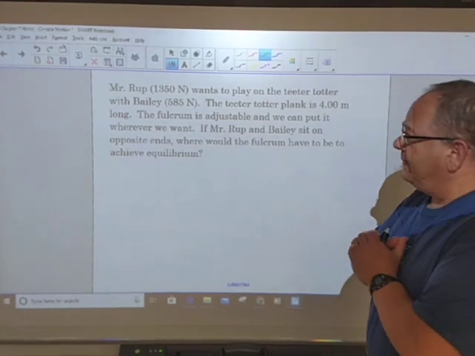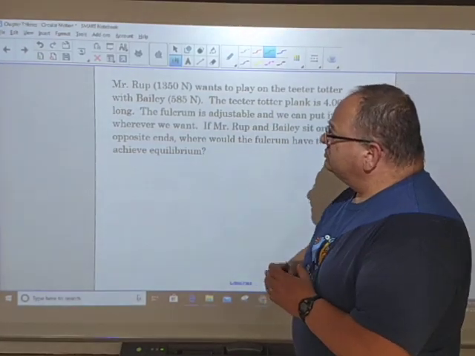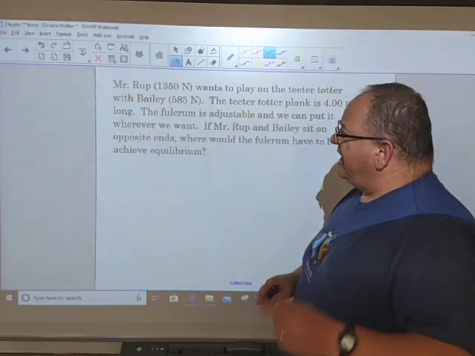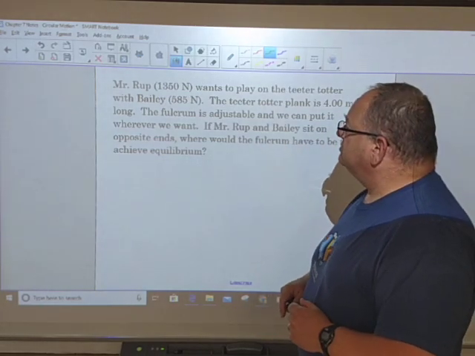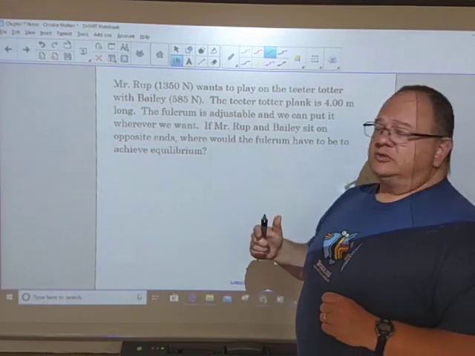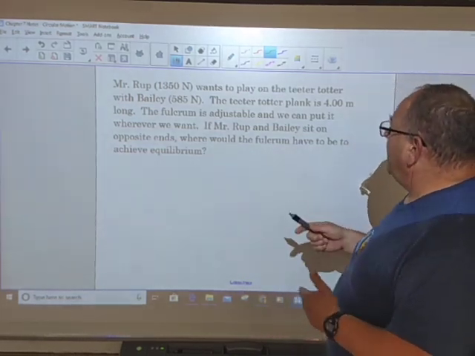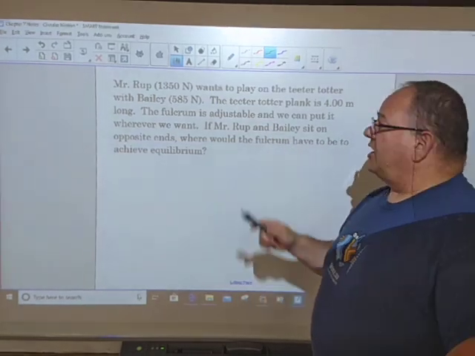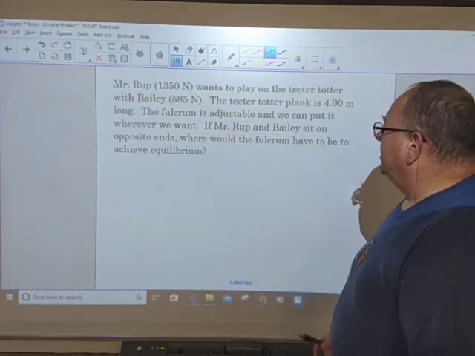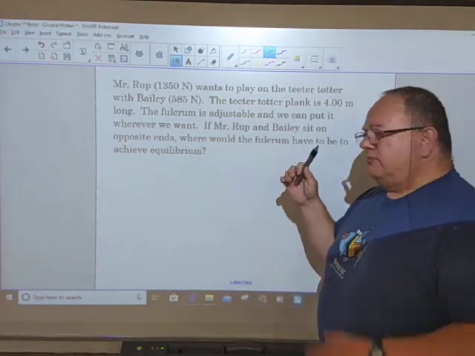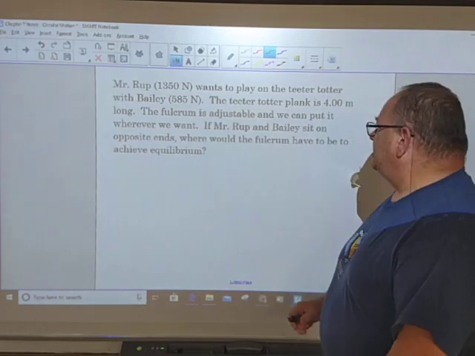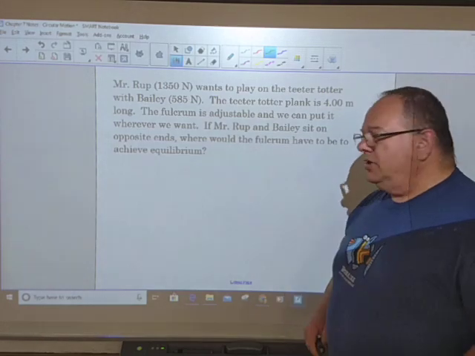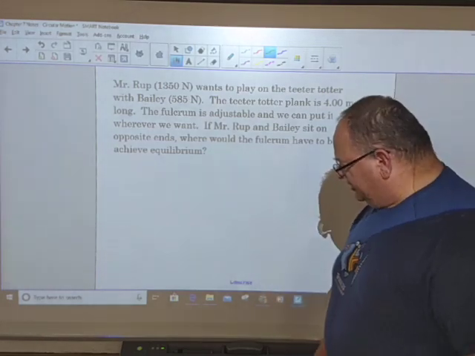So I want to work through a couple samples with you. Mr. Rupp, 1,350 newtons, wants to play on a teeter-totter with Bailey, 585 newtons. Just guessing, I hope I didn't offend you. The teeter-totter plank is 4.00 meters long. This is a special teeter-totter. We can move the fulcrum to wherever we need it, okay? So if Bailey and I are on opposite sides of this 4-meter-long teeter-totter, where do we want to put the fulcrum to achieve equilibrium? So let's do this as a problem.